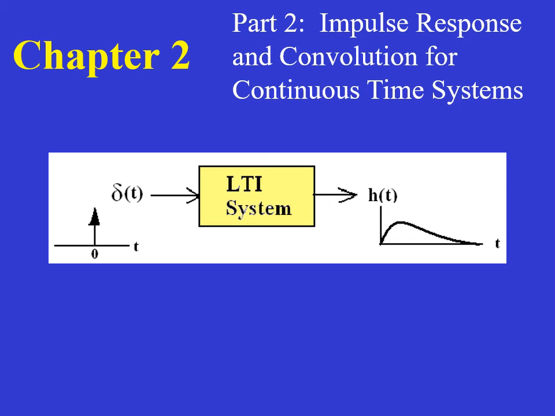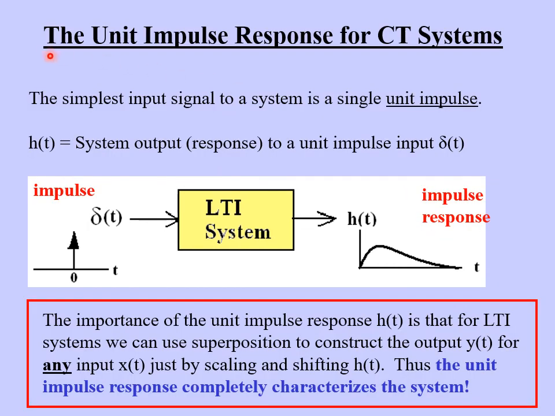In part 1 of this video lecture, we looked at the impulse response and convolution for discrete time systems. In this part of the video, part 2, we're going to basically do the same thing, impulse response and convolution, but this time we're going to do it for continuous time systems. So let's look at an introduction to the impulse response for continuous time systems.